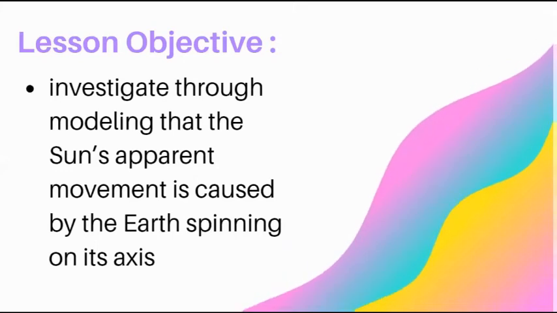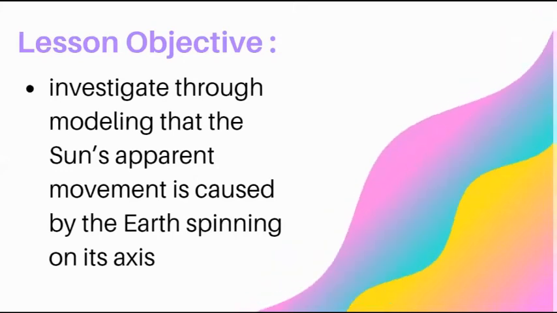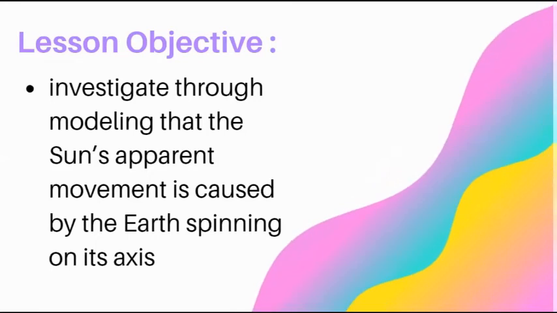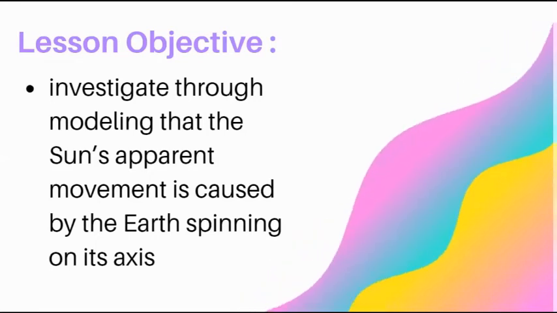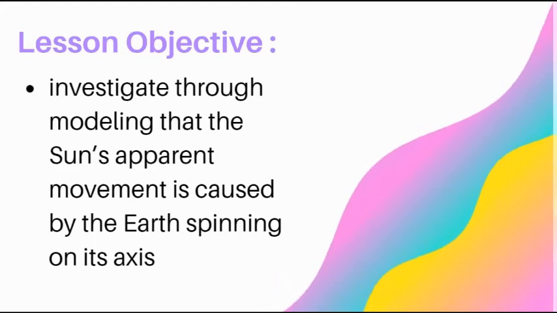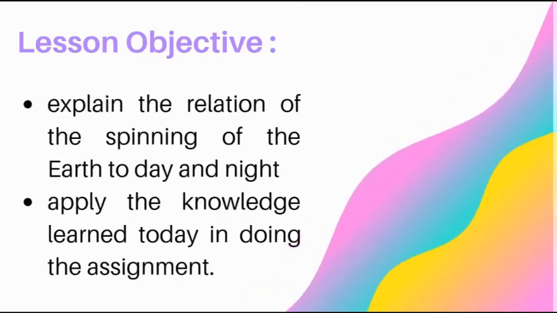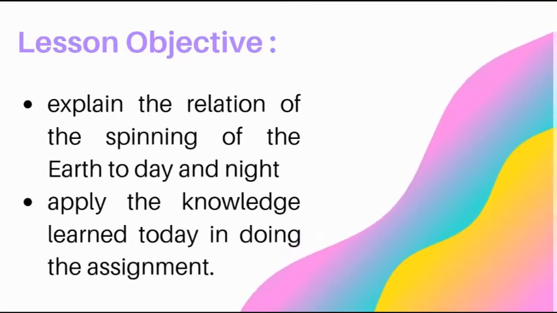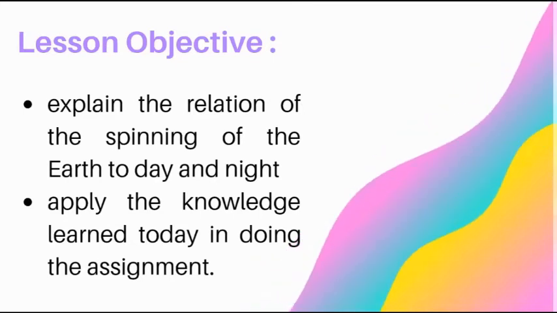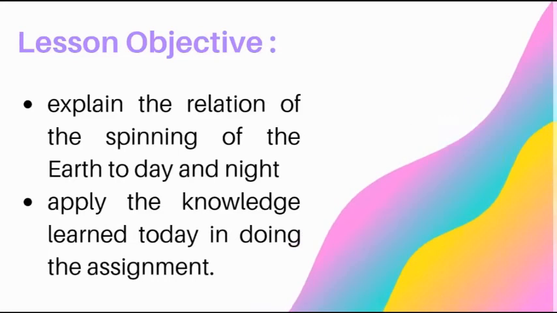Is that true what they were thinking? Why were they thinking that way? Is it because the sun really moves? No, because the sun seems to move because the earth is rotating or spinning. Second, explain the relation of the spinning of the earth to day and night. Third, apply the knowledge learned today in doing the assignment.